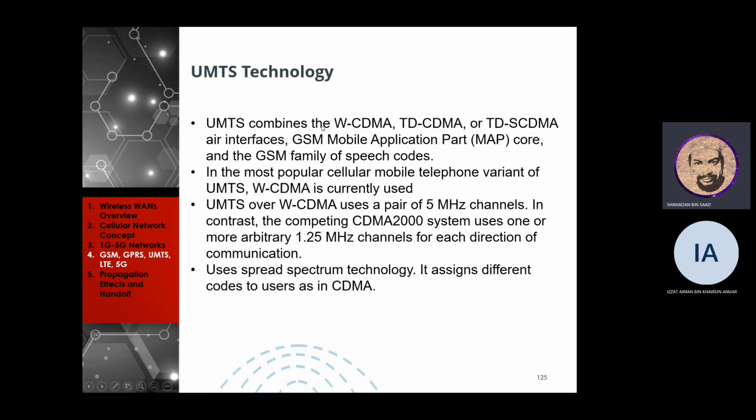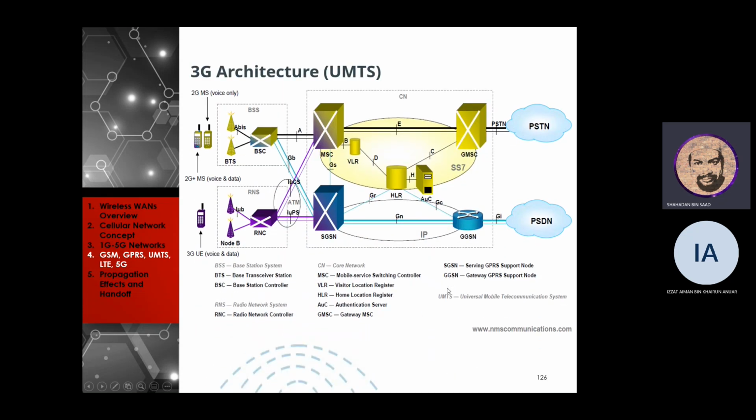So UMTS combines the WCDMA, TDMA, CDMA technology ataupun air interface. Ada lagi GSM Mobile Application Part, MAP Core and the GSM family of speech codecs. So in the most popular cellular mobile telephone variant of UMTS, WCDMA is currently used. So UMTS over WCDMA uses a pair of 5 MHz channels. In contrast, the competing CDMA2000 system uses one or more arbitrary 1.25 MHz channels for each direction of communication. So it uses spread spectrum technology, it assigns different codes to users as in CDMA. Sebenarnya pakai kod kan. So architecture dia masih ada SGSN, GGSN kan yang tadi kan pakai GPRS.